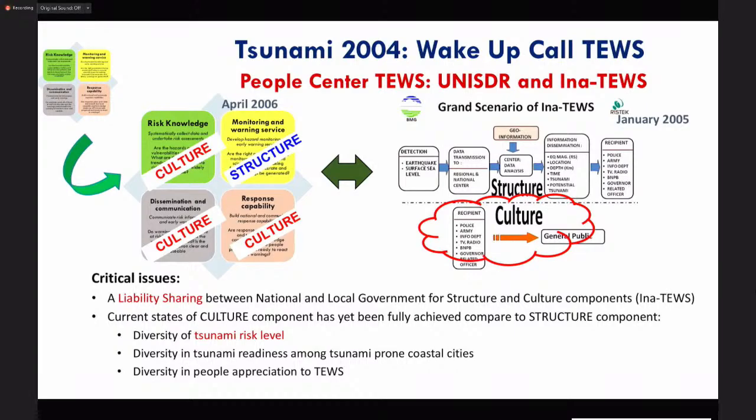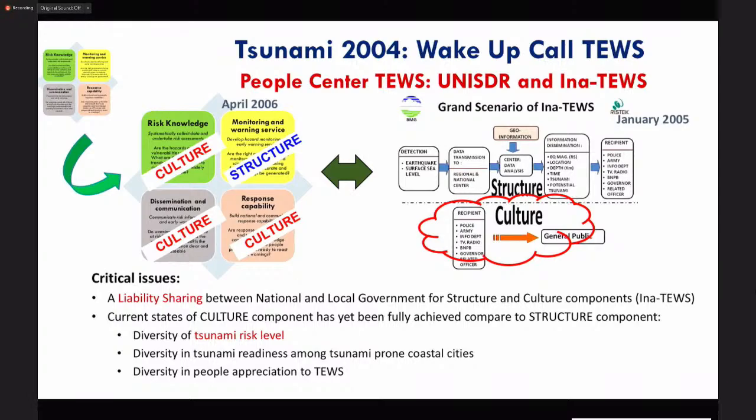dissemination and communication, and response capability. I would like to highlight here that risk knowledge is the first. So if we compare these approaches, we understand the risk knowledge should be under the responsibility of the downstream. The downstream itself, based on the scenario of the Indonesian tsunami early warning system, is the responsibility of the local government. But the problem here is the diversity of the capacity of local government, the diversity of tsunami risk level, and the diversity of readiness, which is a big issue.